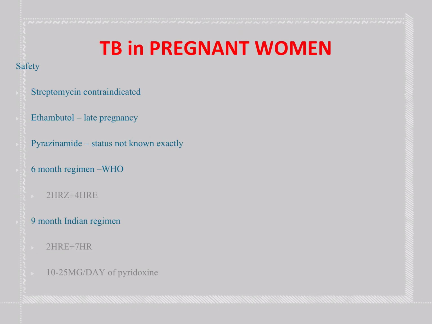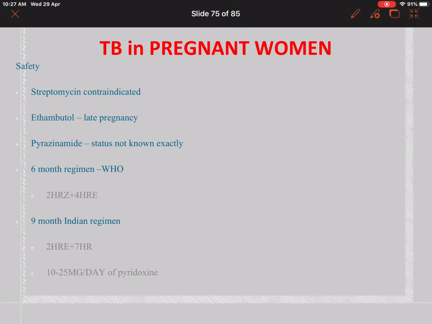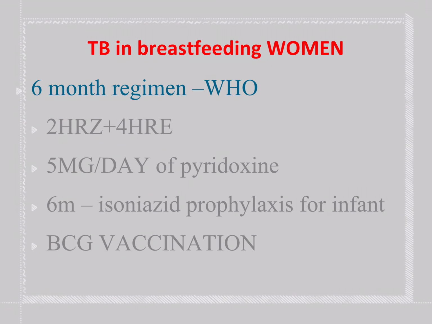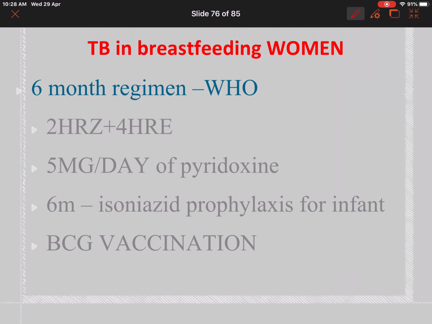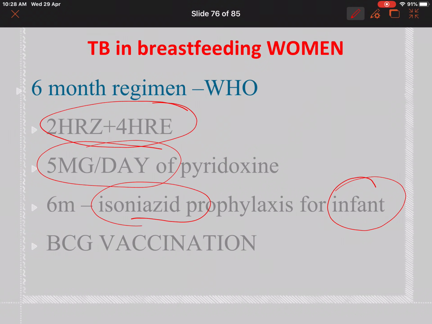If a pregnant lady has tuberculosis, we tend to avoid drugs like streptomycin. Ethambutol, we can give in late pregnancy. So, in the Indian regimen, we tend to use 2-HRE plus 7-HR along with a higher dose of pyridoxine. If a patient is breastfeeding and she has tuberculosis, we are going to give 2 months of HRZE plus 4 months of HRE along with pyridoxine. And for the infant, you need to give isoniazid prophylaxis along with BCG vaccination.